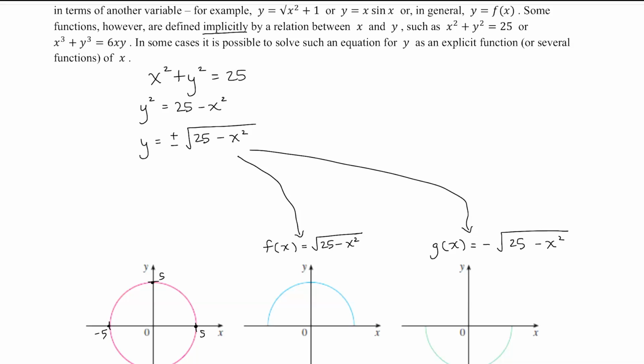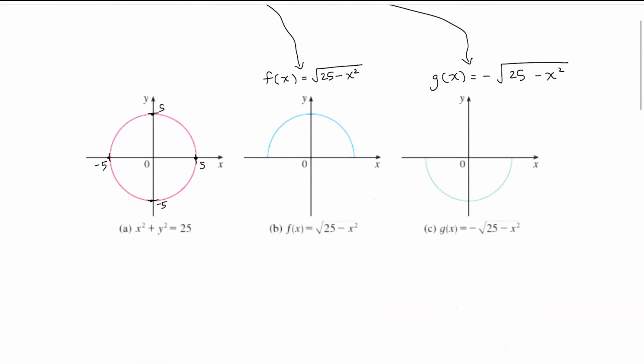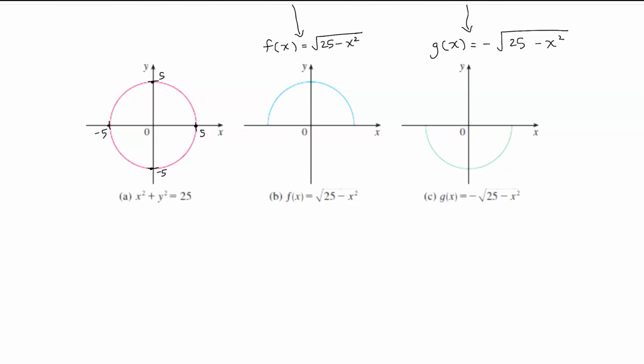So if we solve x squared plus y squared equals 25 for y, we actually get two explicit functions of x and not just one. And you can see that the circle fails the vertical line test, so it is not a function of y explicitly in terms of x.